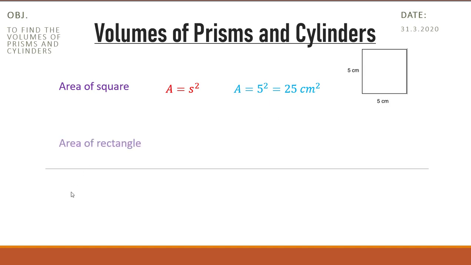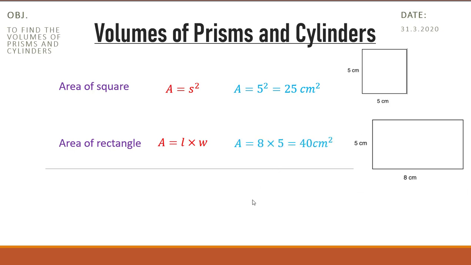And area of rectangle is length multiplied by width, the 2 dimensions of the rectangle. If we have rectangle like this one, so the length is 8 centimeter and the width is 5 centimeters, so the area is 8 multiplied by 5, which is 40 centimeter square.